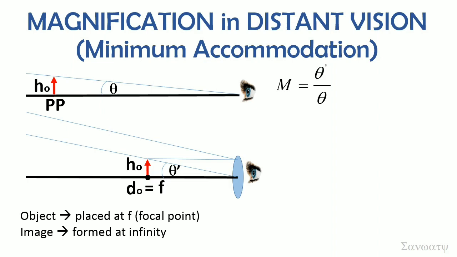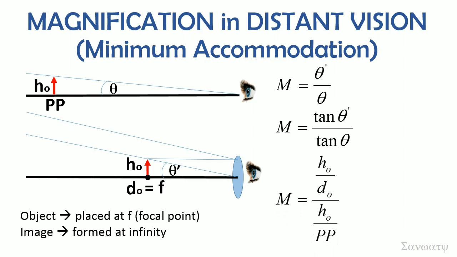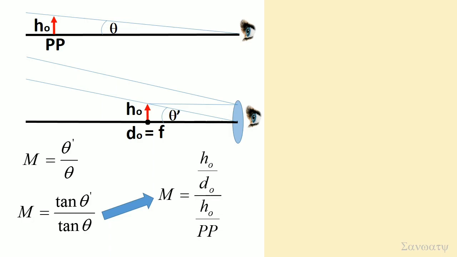The angular magnification will be m equals theta prime over theta, or m equals tangent theta prime over tangent theta. As you see on the ray diagram and using the equation before, tangent theta prime, or the angle subtended at the eye by the image formed by an optical instrument, can be written as HO over DO, and tangent theta, or the angle subtended at the eye by the object when not viewed through the instrument, is equal to HO over PP. So the magnification can be written as m equals HO over DO divided by HO over PP.